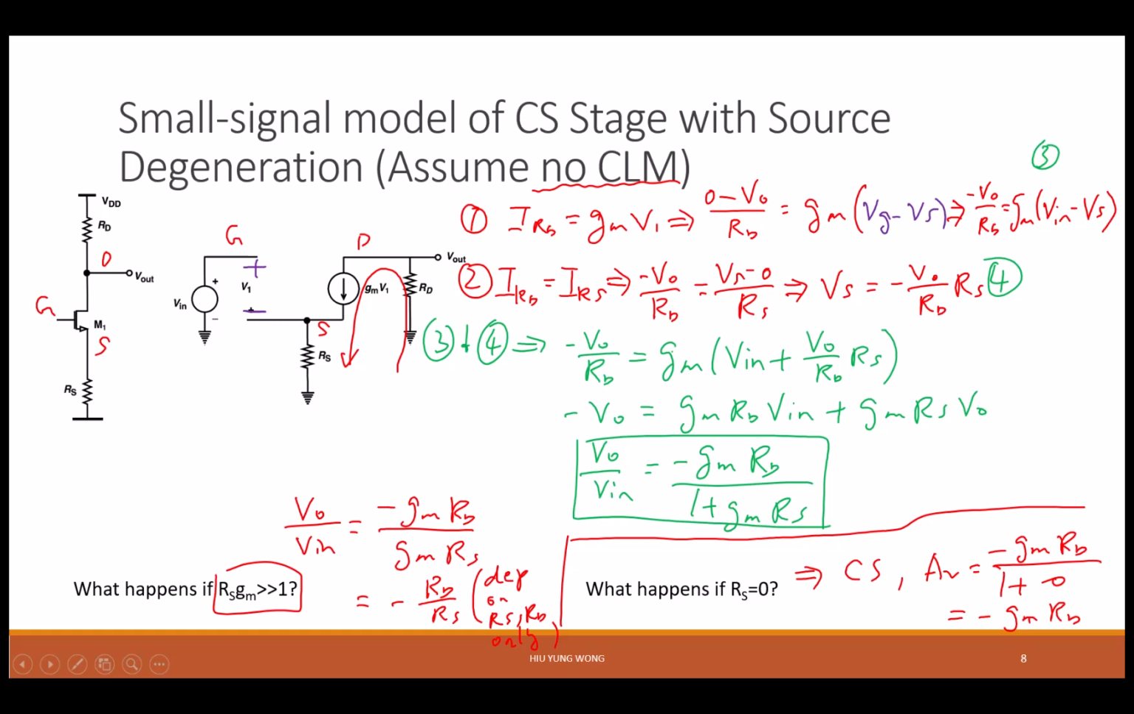Group the term, V out divided by V in. I just need to take this whole thing to the left, right? And then on the right is GM RD divided by 1 plus GM RS. Right, and then check my cheat sheet, which is correct or wrong. I missed one thing. I have a mistake here. Okay, do you see what mistake I make? Thank you. Very good. Negative. I forgot the negative. Yeah?